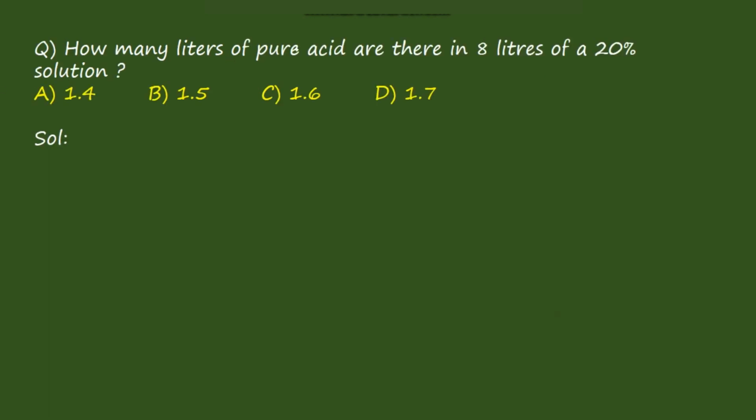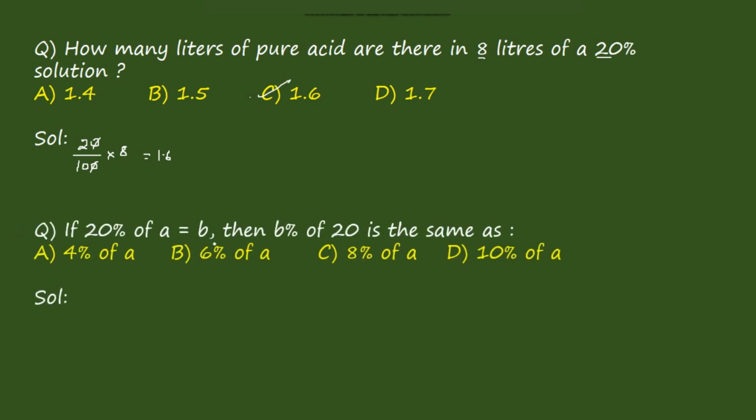How many liters of pure acid are there in 80 liters of a 20% solution? It's the same as x percentage of y. So they have given 8 liters, 20% of it, which is 20 by 100 into 8. The zero gets cancelled. It becomes 1.6, so option C. The liters of pure acid is 1.6. Come to the second one.